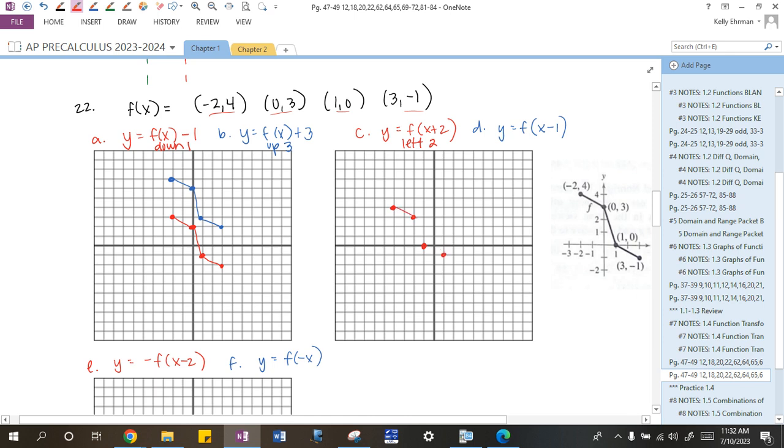Again, it should hold the same shape. Like, look at your red graph here. All the points are the same slopes and distances from each other. It's just shifted differently. And then this is right 1. So instead of -2, 4, it's going to be -1, 4. And it's going to be 1, 3, 2, 0, and 4, -1.